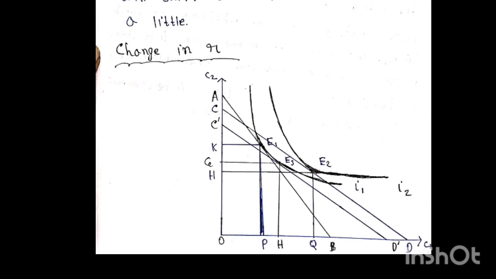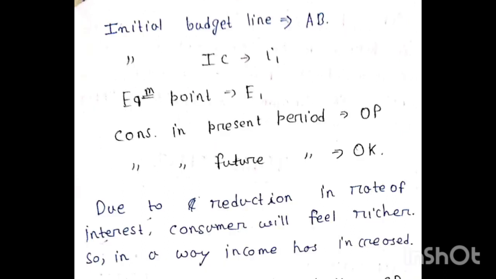As we are going from point E1 to E3, that means our equilibrium point from E1 to E3, our future period consumption is getting reduced, and our present period consumption is getting increased. Similarly, as we move from E3 to E2, what is happening? Our present period consumption is again increasing, and our future period consumption is getting reduced. This is also written here.